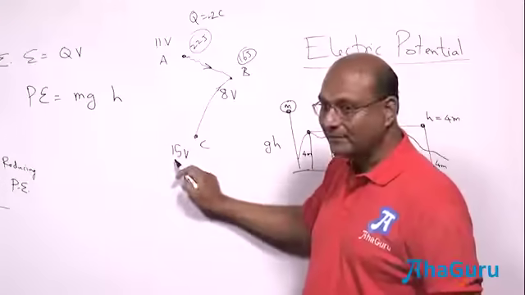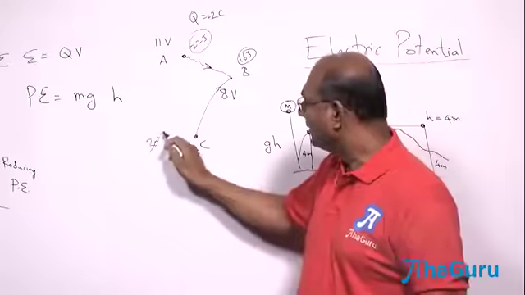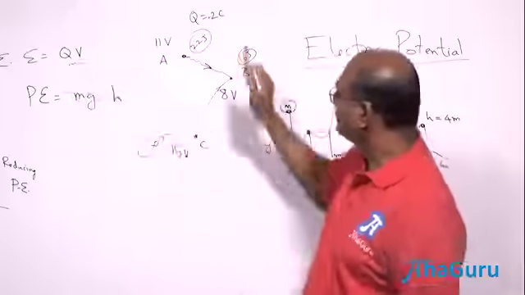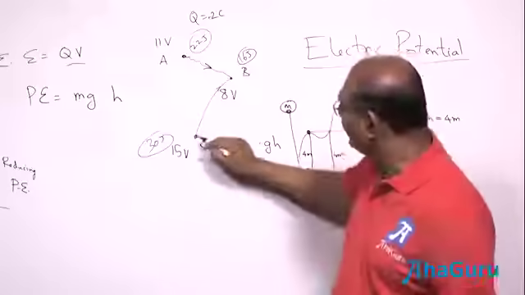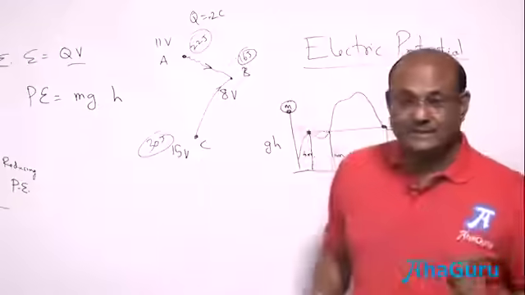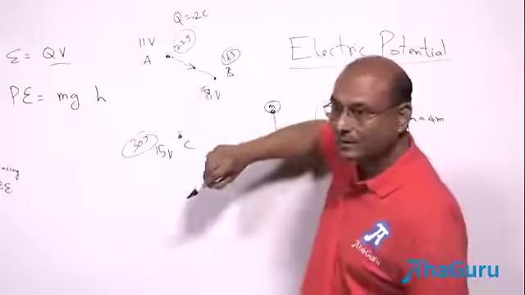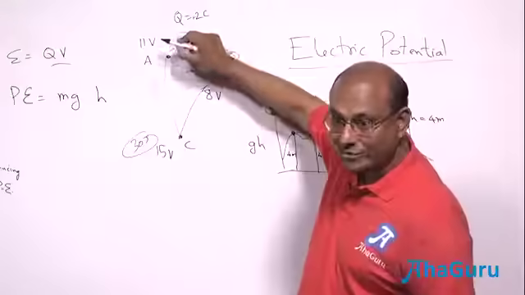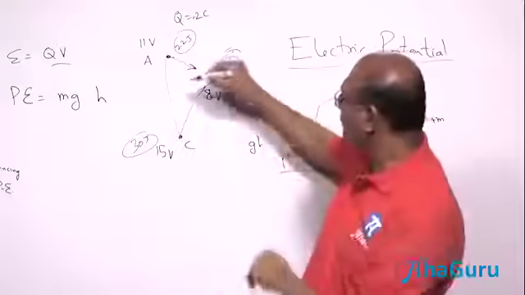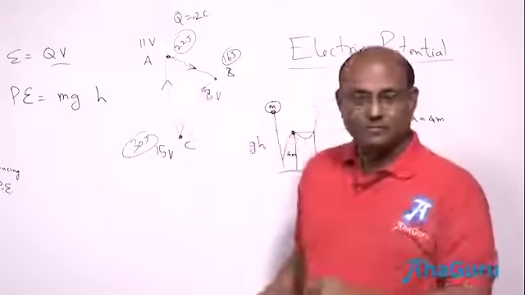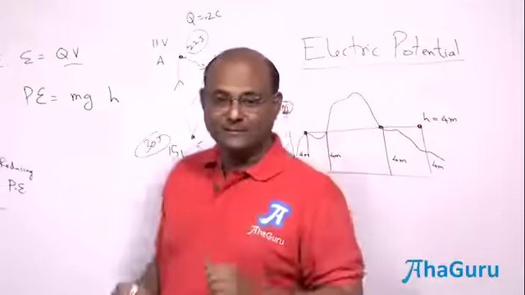How much energy does it have? 30 joules. I told you it is Q times V, so 2 times 15, 30 joules. So if I leave it here, it will try to run there, because that is 16 joules. If I connect this to this, what will happen? This is 30, that is 22, so it will go from 30 to 22, it will go like that. The charge tries to lose energy.